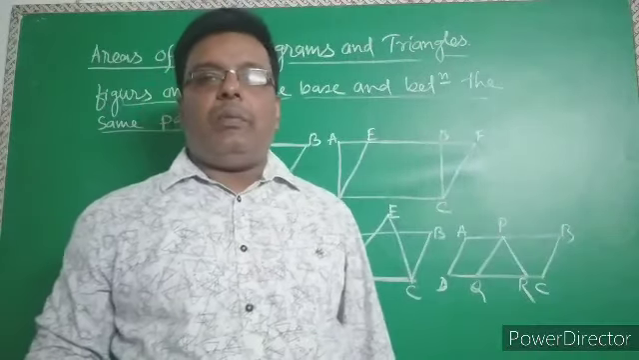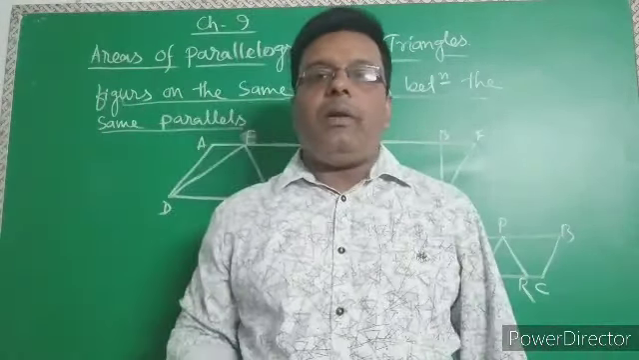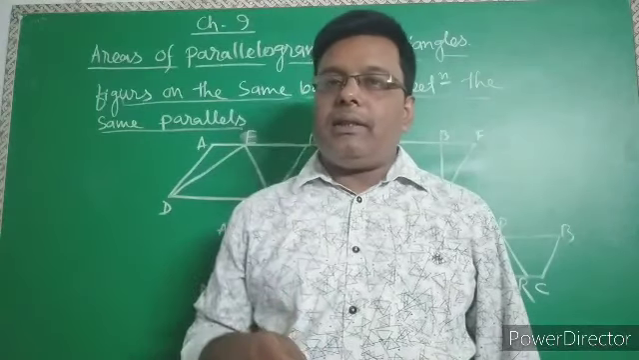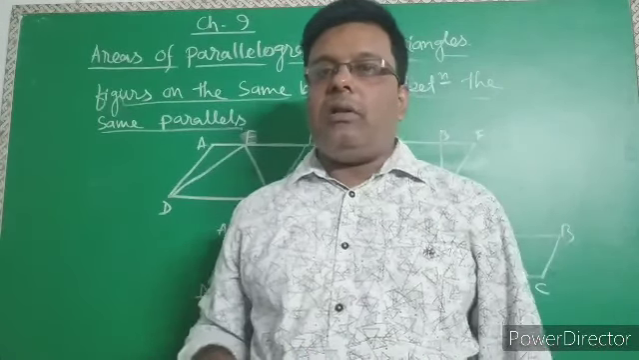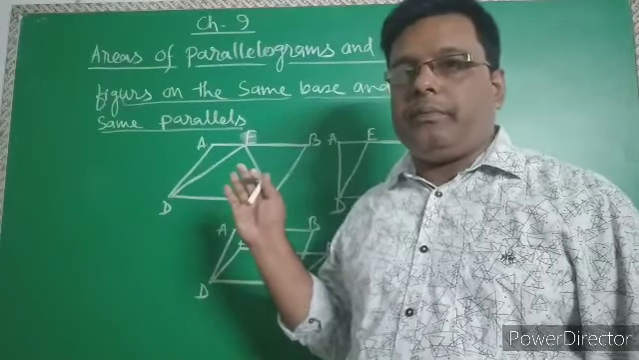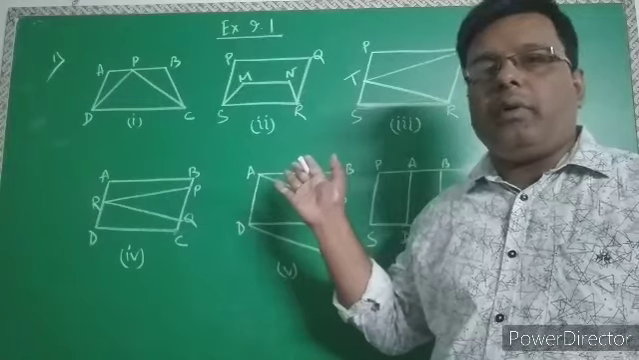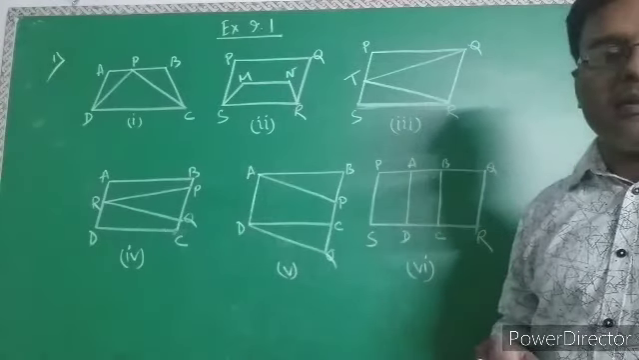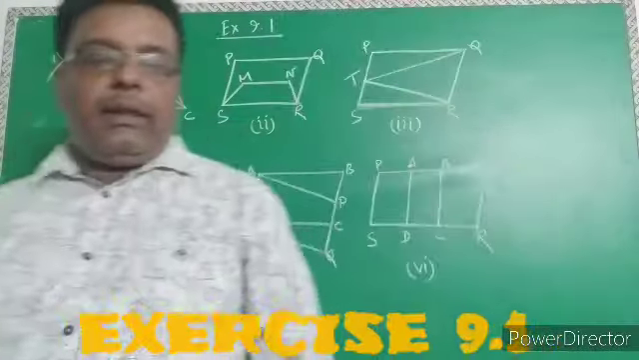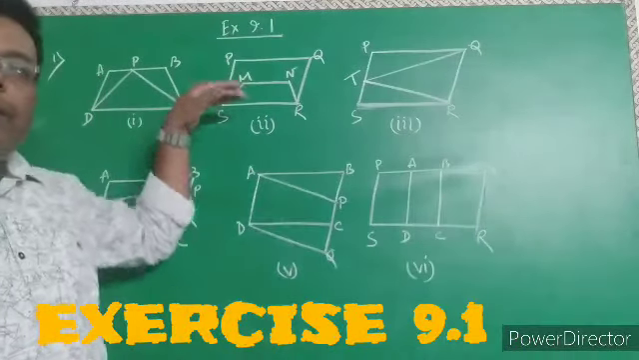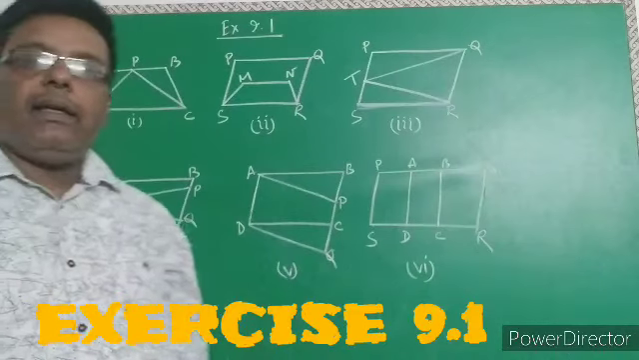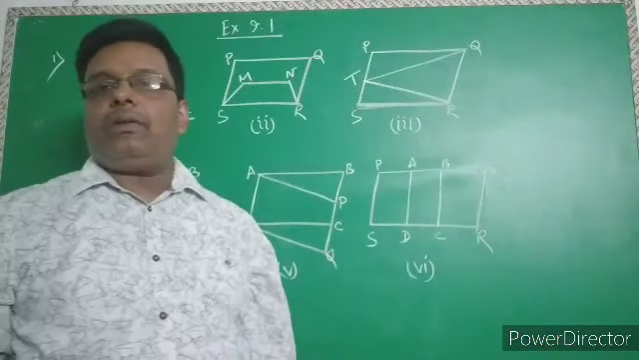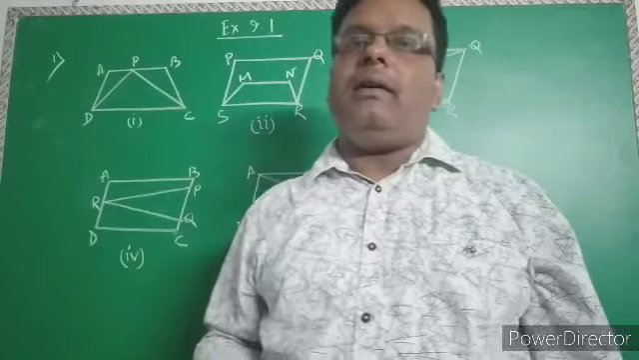So in our exercise 9.1 we have some figures. We have to identify which figures lie on the same base and between the same parallels and which do not. This is exercise 9.1, question number 1. We have 6 figures here and we have to say in which figures the figures lie between the same parallels and on the same base. And in that case, we have to write the base and the parallels.